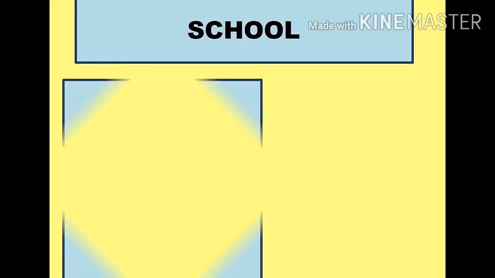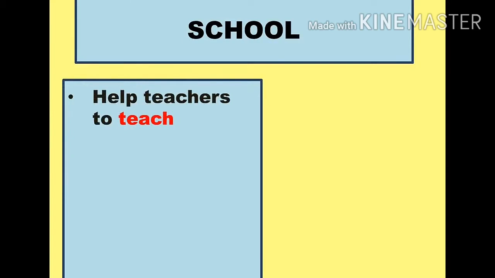Computers are used in school to help teachers to teach. We have smart boards in each classroom. Those smart boards are computers and teachers use them to teach you lessons like English, maths and science.